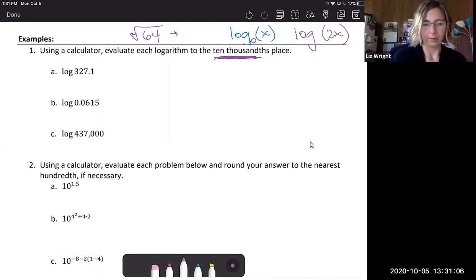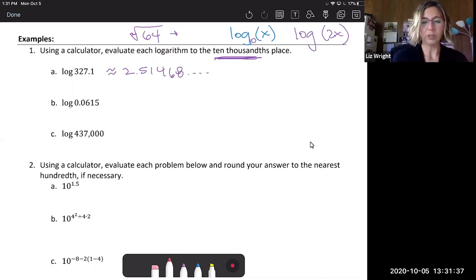Here we go. Punch that one into your calculator. For me, on my simple calculator, I have to punch the number in first and do 327.1 and then hit the log button. And so it's 2.5146805 and it keeps going. I'm going to put squiggles because it's an estimate, and it's 2.51468 and it keeps going.